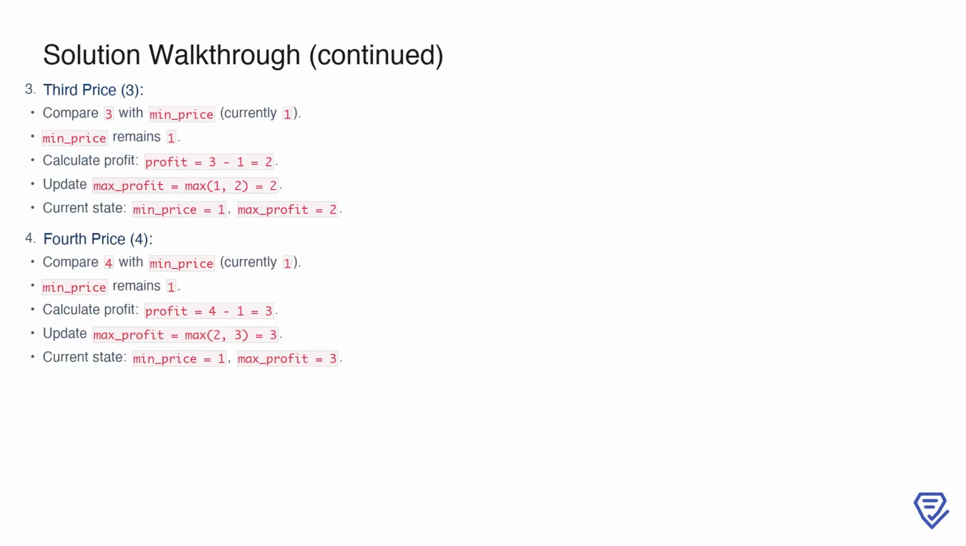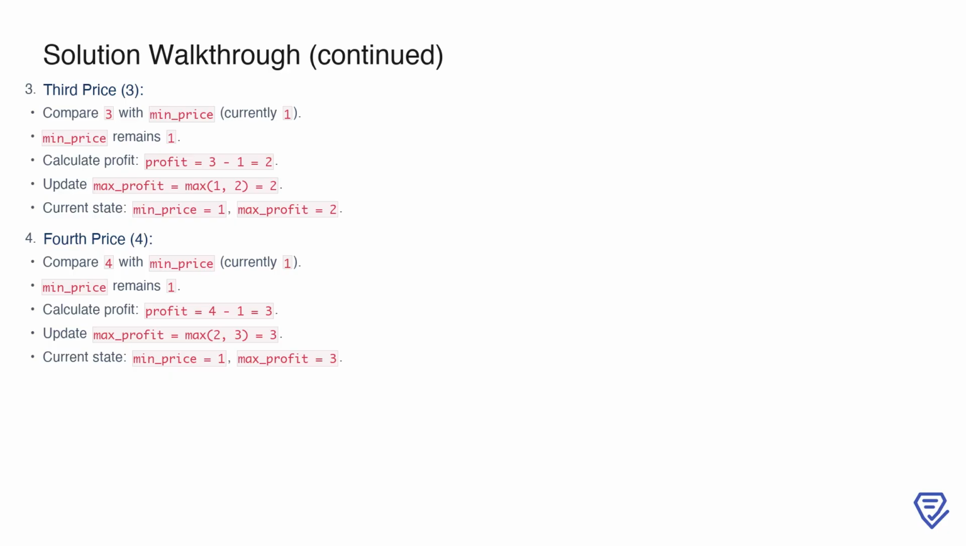On day 3, the price rises to 3. Comparing 3 with the current min_price of 1, we see no change in min_price. The profit is calculated as 3 - 1 equals 2. Since this is greater than the current max_profit of 1, we update max_profit to 2. The state becomes min_price equals 1 and max_profit equals 2. On day 4, the price increases to 4. Again, min_price remains 1, and the profit is calculated as 4 - 1 equals 3.